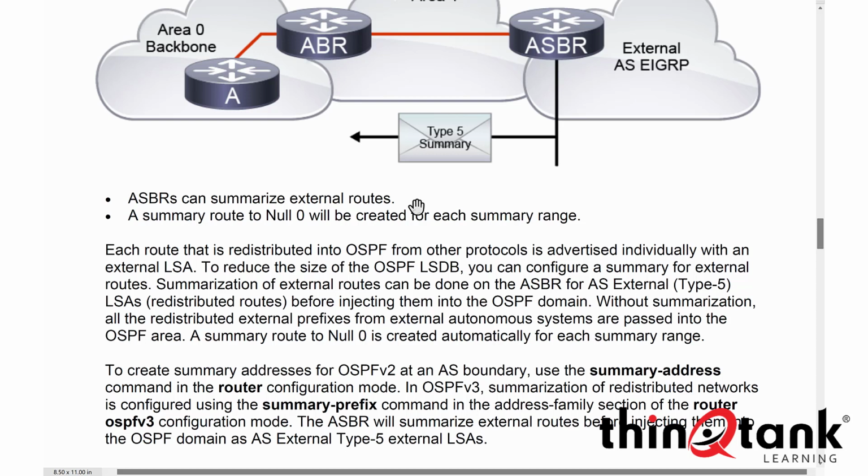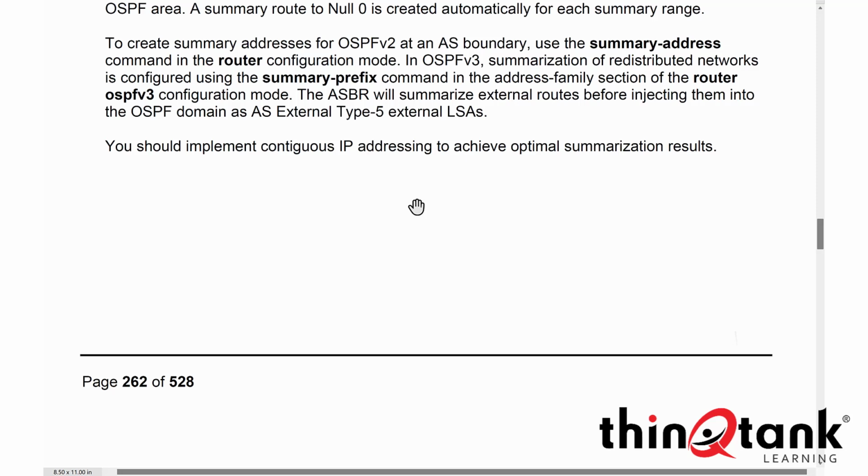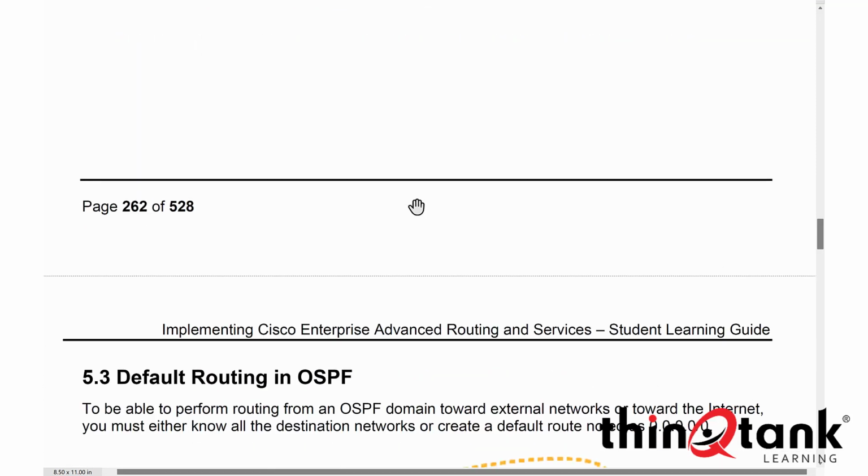And we don't really specify the source area because obviously there is no source area. These routes are coming from an external routing domain. So we'll use the summary-address command, very similar to the syntax that we saw with EIGRP, but not quite the same. All right. Make sure you have contiguous address space. We've talked about that multiple times.